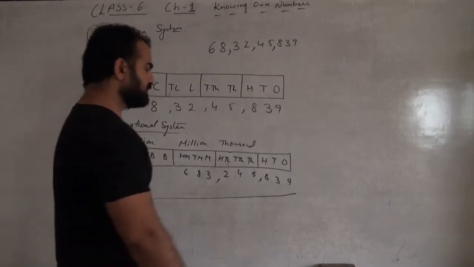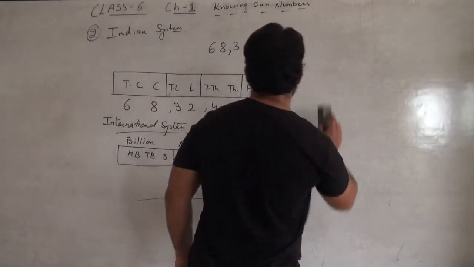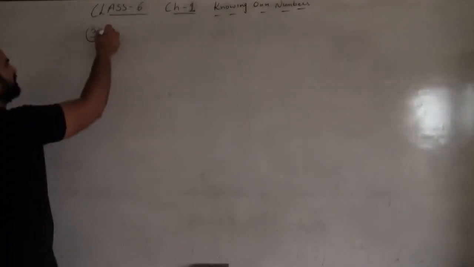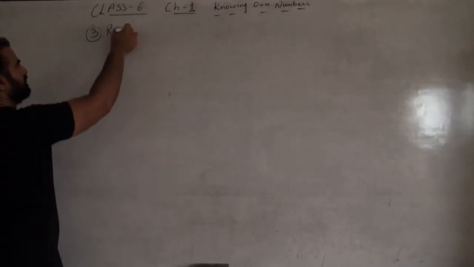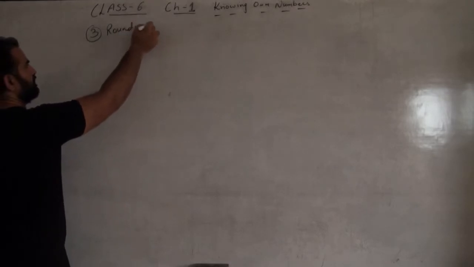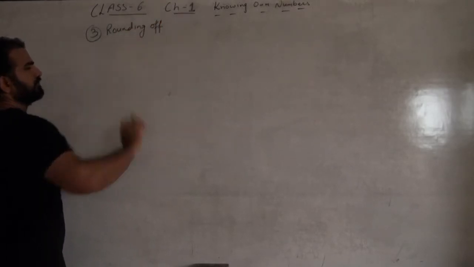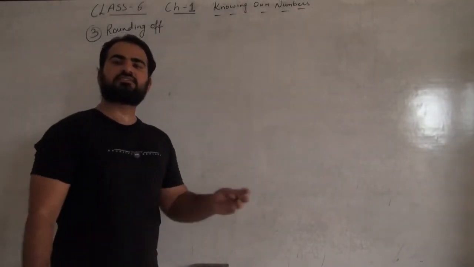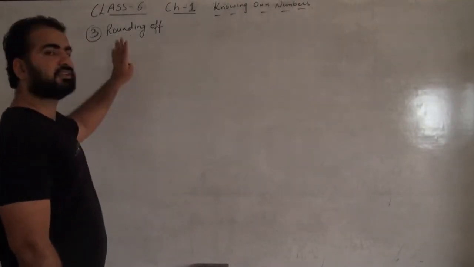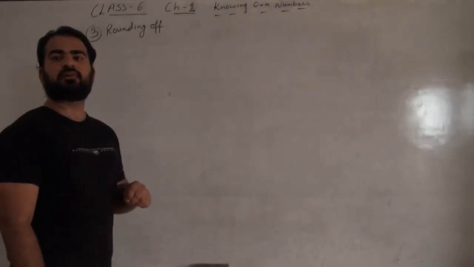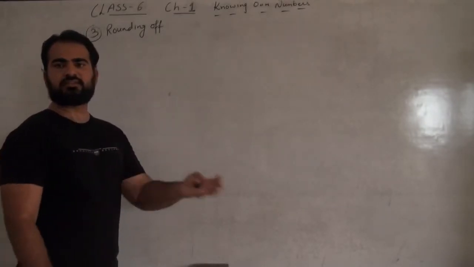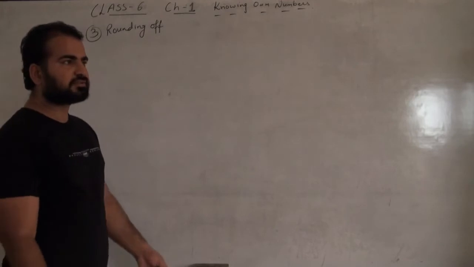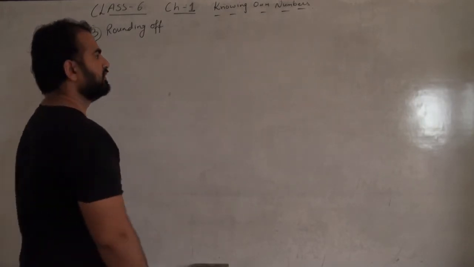Next topic is rounding off. In this topic, we will understand how to round off a number to the nearest tens, nearest hundred, nearest thousand, nearest 10,000, nearest lakh. Like a number is given.